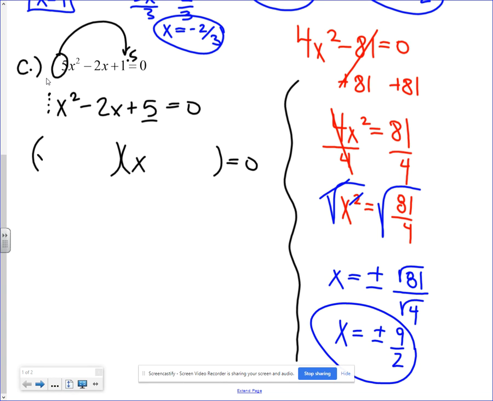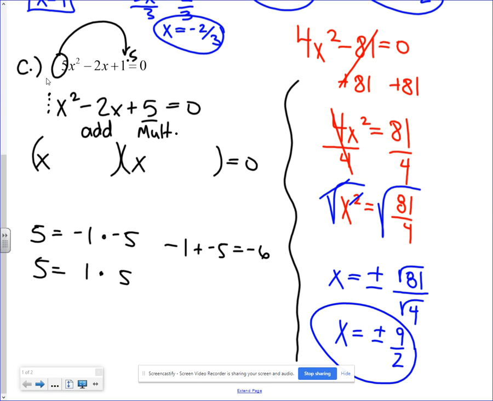We'll put x and x out. Now I'm going to ask myself, what two numbers multiply to be 5 and add to be 2? Well, the only factors of 5 are -1 and -5, or 1 and +5. But if you take -1 plus -5, that's -6. If you take 1 plus 5, that's 6. What that means is we can't do this one by factoring. So we can't solve this one by factoring.